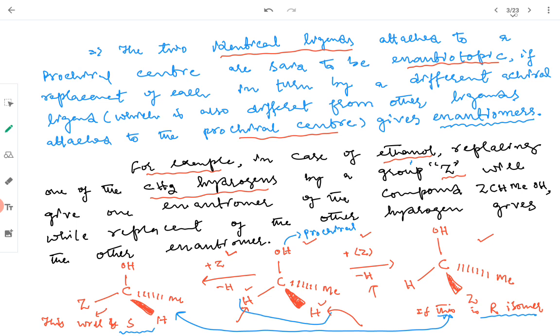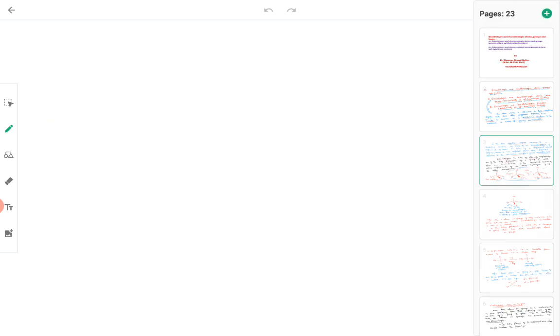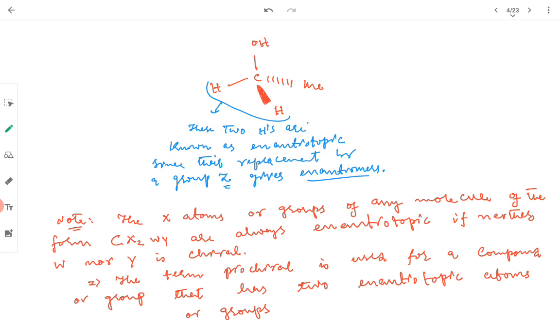So these protons are known as enantiotopic protons. We'll call them enantiotopic hydrogens since their replacement by a group Z gives enantiomers. Very simple. So this molecule will be known as a prochiral molecule because it can be converted into a chiral molecule in a single step. There is something called a prochiral center. So a prochiral center is a center which will be converted into a chiral center in two steps, right?